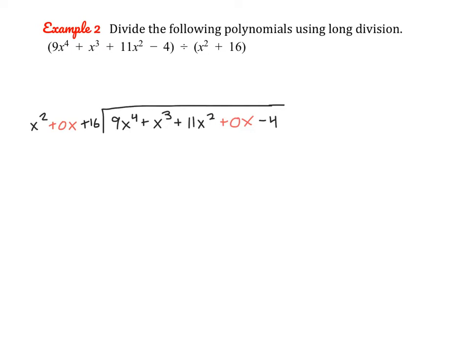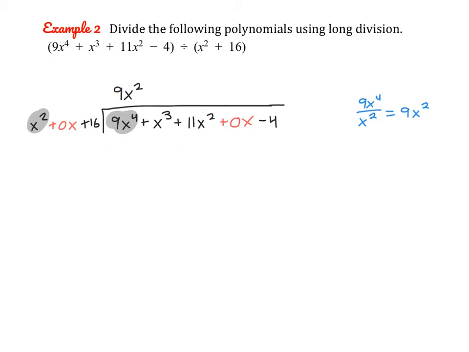So we start by doing 9x to the 4th divided by x squared. And you can do it on the side if it helps. Divided by x squared will give us 9x squared. So that number goes on top. And then we're going to multiply this by all of these and put it underneath.